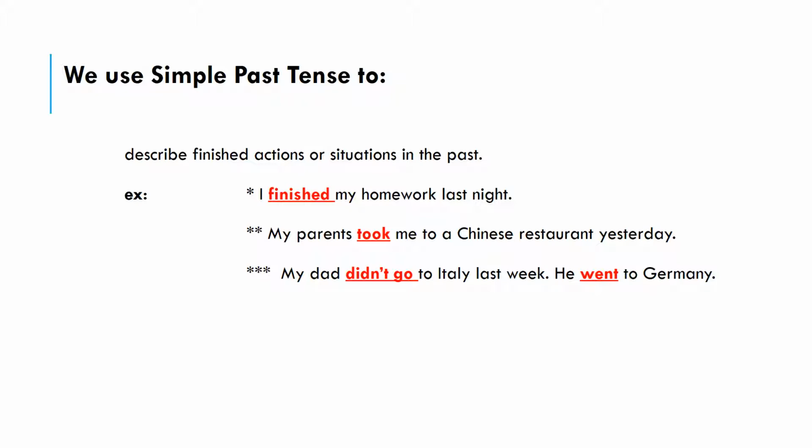My parents took me to a Chinese restaurant yesterday. My dad didn't go to Italy last week. He went to Germany. In all these three sentences, the actions are not happening right now. They happened and they're finished in the past.